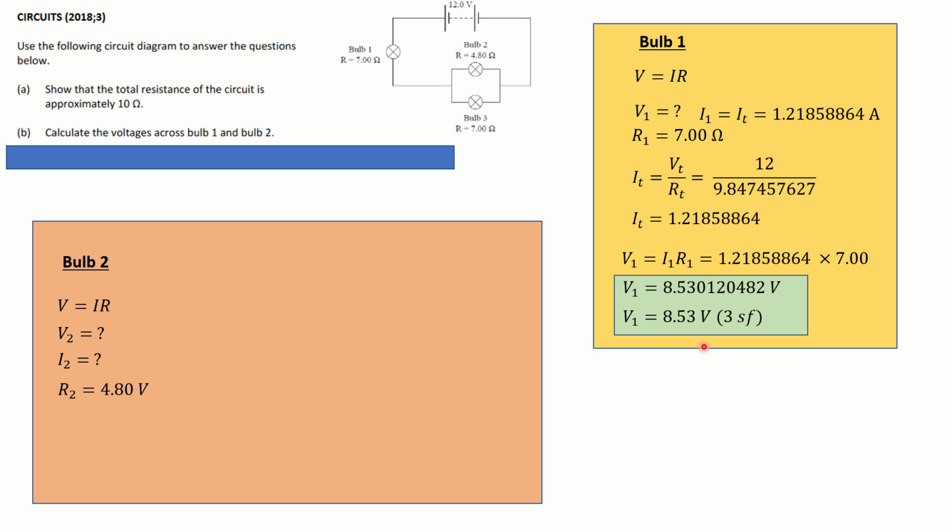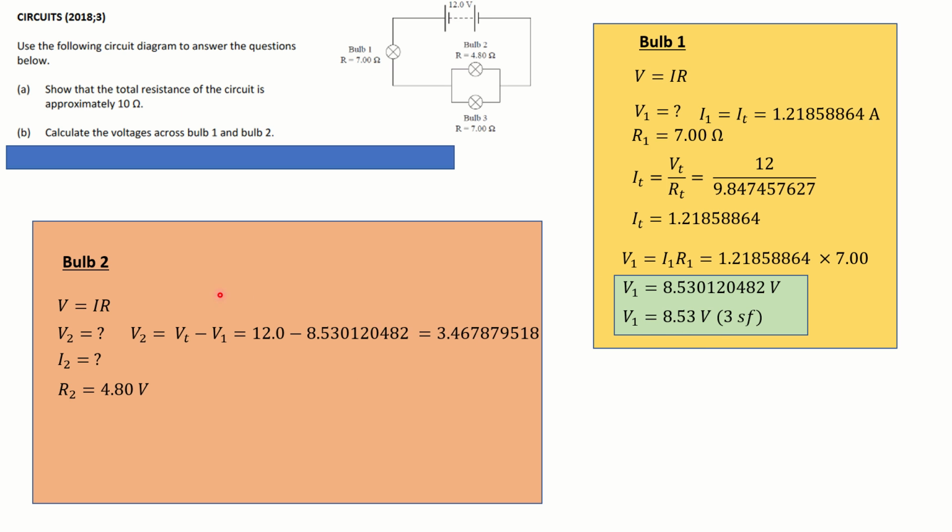So the first thing that I would do is start by noticing that if bulb 1 has a voltage of 8.53 volts, the only voltage available for bulb 2 and bulb 3 is going to be whatever remains out of 12. Because the total voltage for the whole circuit is 12 volts, and bulb 1 is using 8.53 volts of that, so bulb 2 and bulb 3, whatever they've got going on, has got to be using only what's left, which is 3.46, etc.